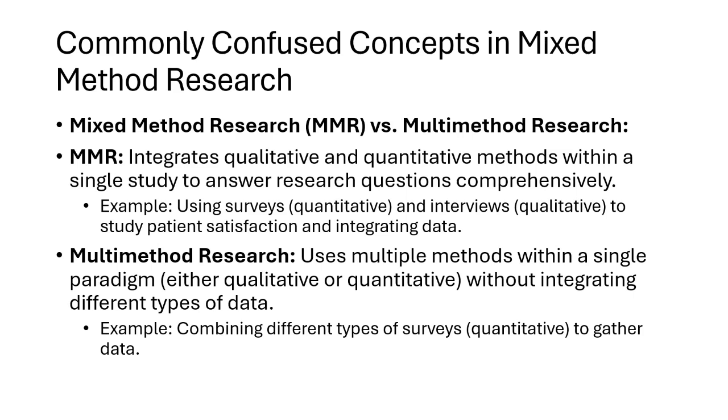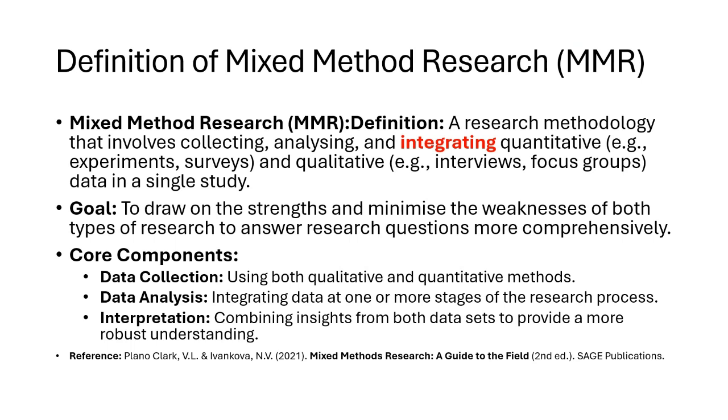So if we look at the definition of mixed method research, it's a research methodology that involves collecting, analyzing, and, here comes the word again, integrating quantitative, for example, experiments or surveys, and qualitative, for instance, interviews, focus groups, data in a single study. So the goal here is to draw on the strengths and minimize the weaknesses of both types of research to answer research questions more comprehensively.